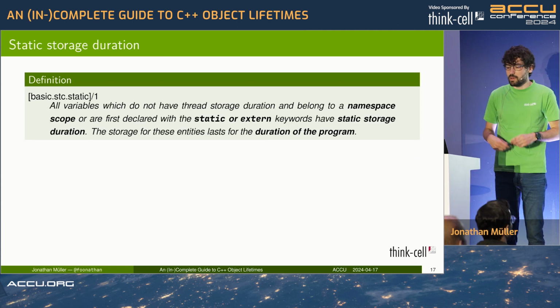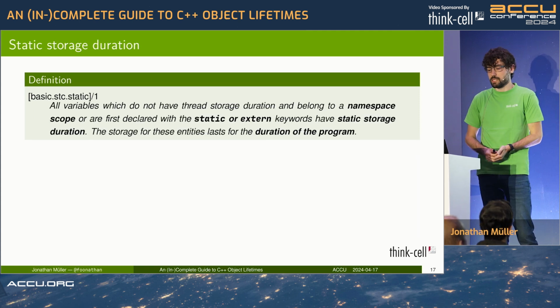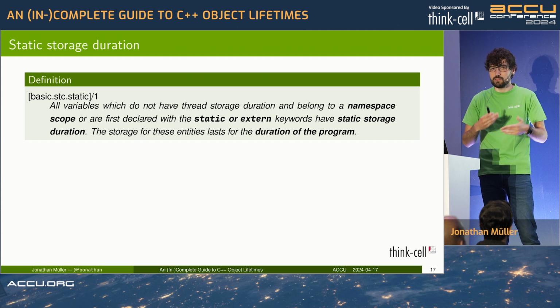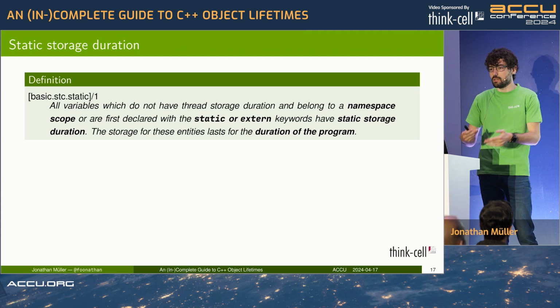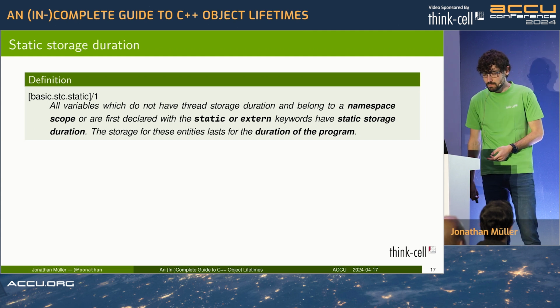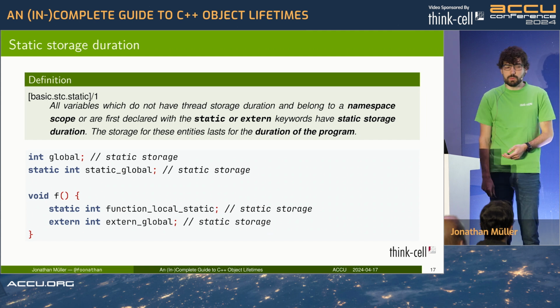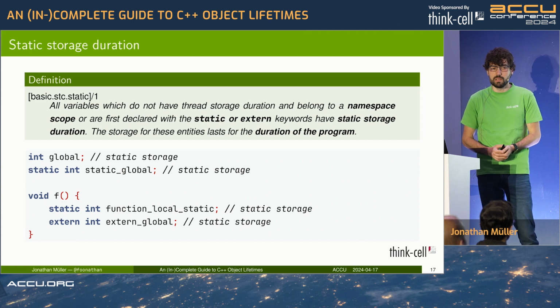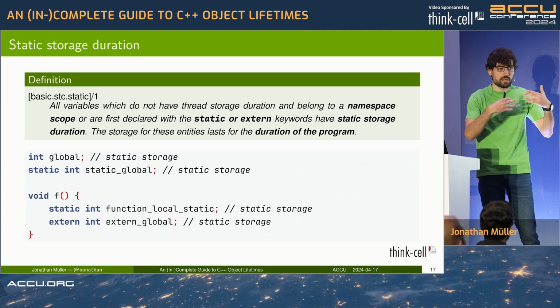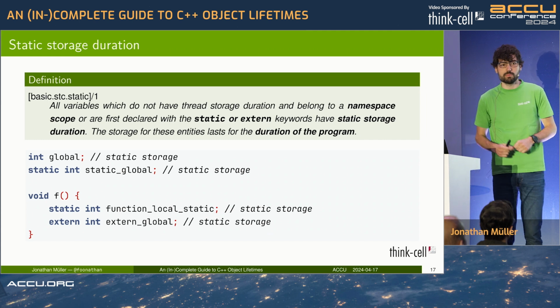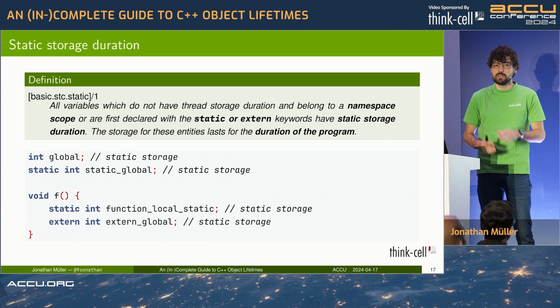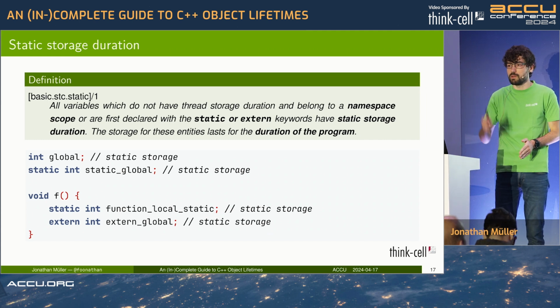Static storage duration are variables at namespace level, like global variables. And their storage is allocated when the program starts and deallocated when the program ends. So here we've got a bunch of global variables. They all have static storage duration. And when the program starts up, we allocate storage for them. And when the program terminates, we deallocate storage for them. So throughout the entire lifetime of the program, we've got storage for those.